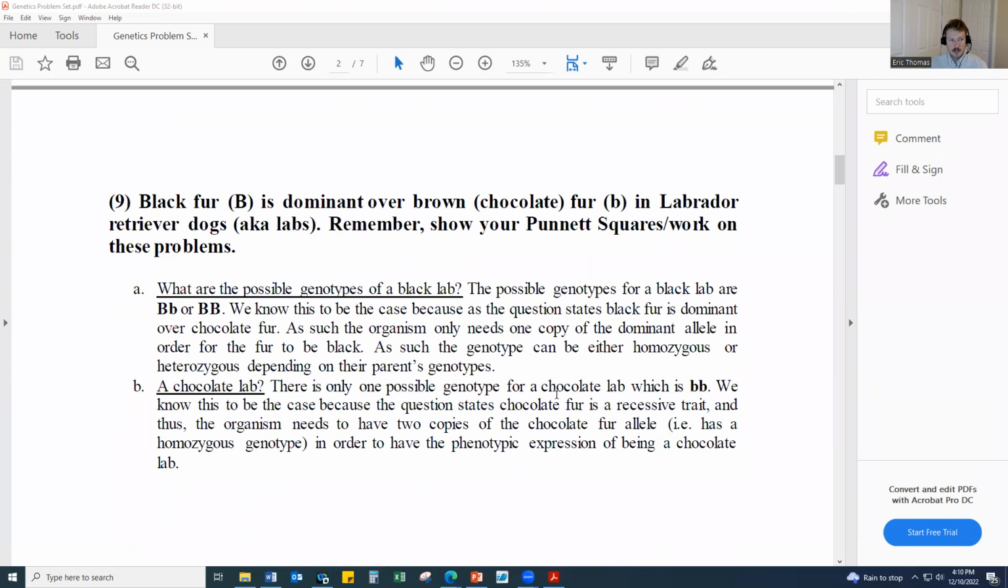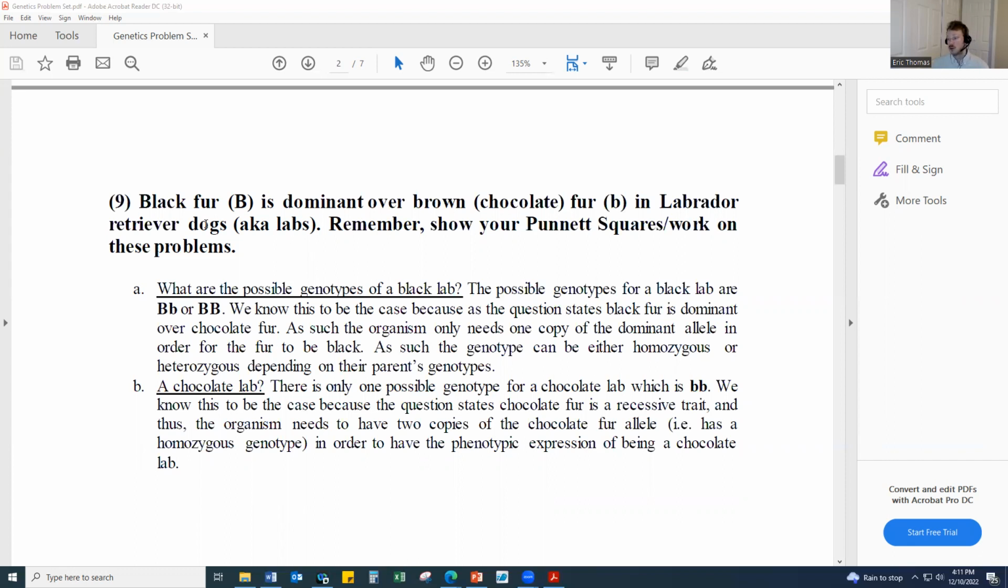Moving on to the next type of question that utilizes Punnett squares as a way to solve the problem. Very similar to the previous one. The problem is giving you what the parental genotypes are going to be, and from there, you're going to be able to determine what the offspring genotypes are.